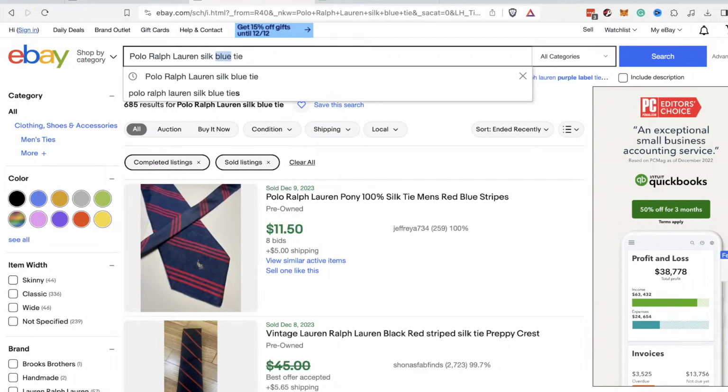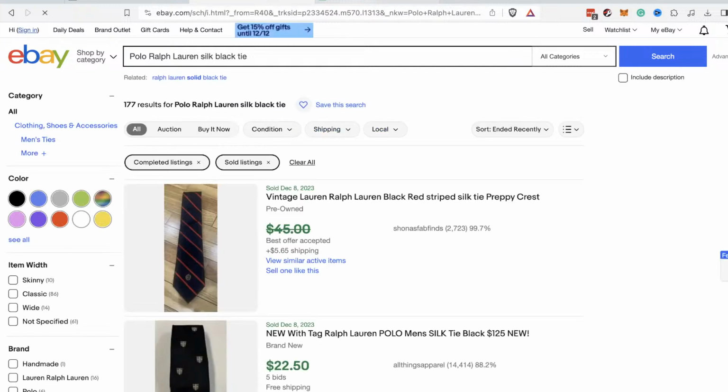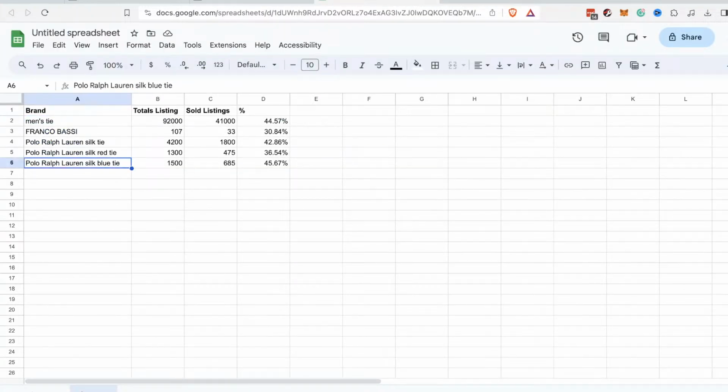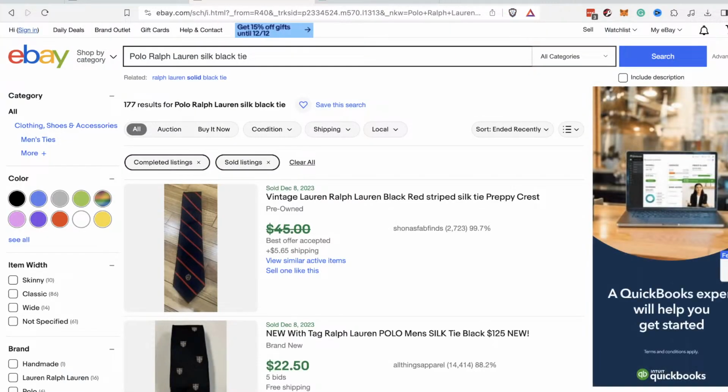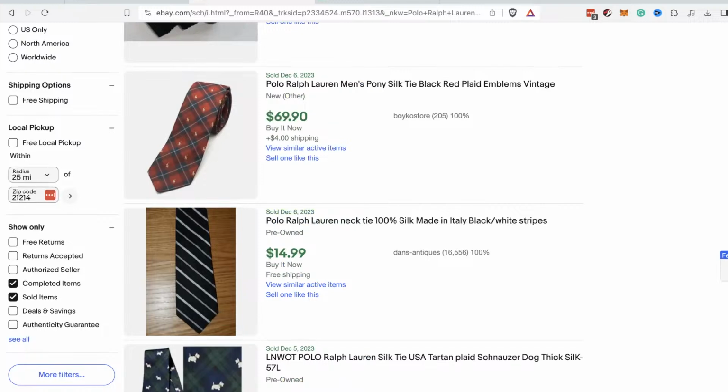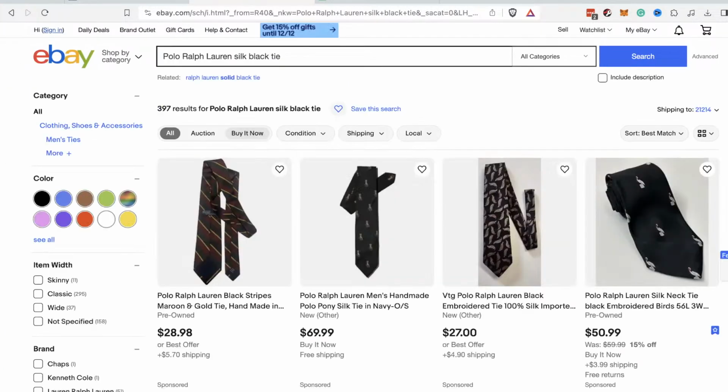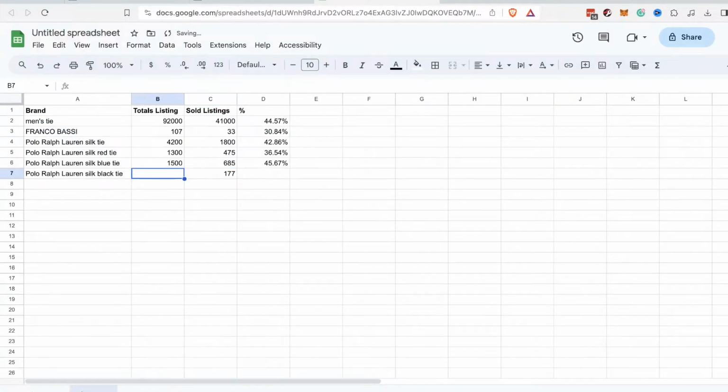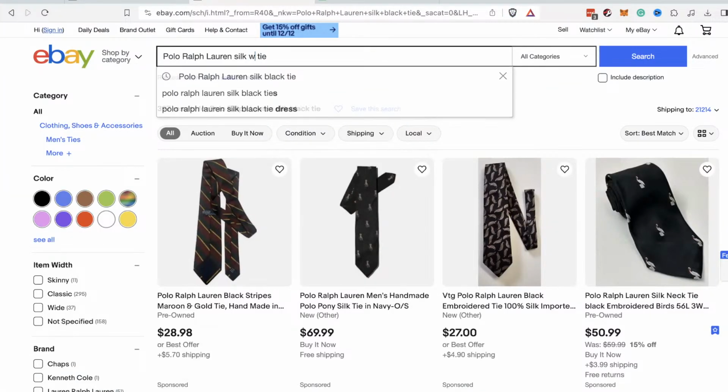Okay, so let's look at black ties. Let's see if we see any interesting data. So if we pull this down, say black ties, and the number was 177. Let's look at all listings. 397. That's interesting. That's actually not too bad. That's very close to the average. So these ties are selling average. So what you can do is just keep oscillating through until you find something that works.